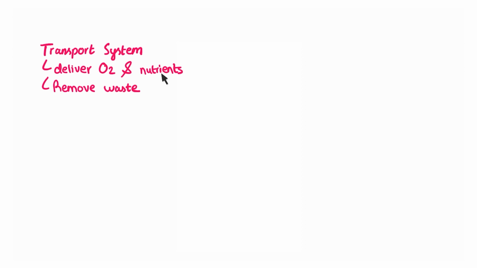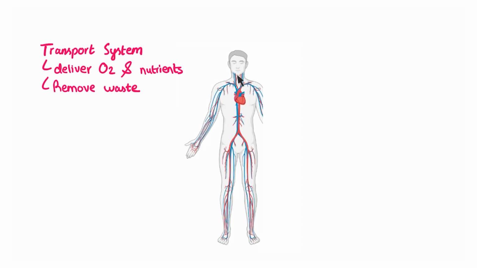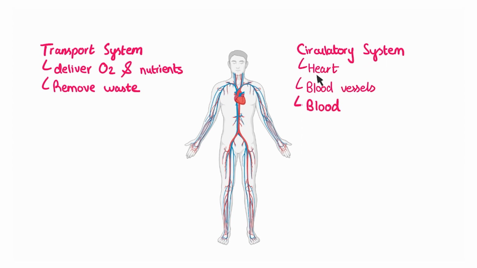To overcome this problem, large organisms have transport systems, which will help to deliver oxygen and nutrients to the cells and to remove waste products. Now, in mammals, the main transport system is going to be the circulatory system. This consists of the heart, the blood vessels, and the blood itself that runs through those vessels. It's this blood that acts as the medium through which substances can travel around the body.